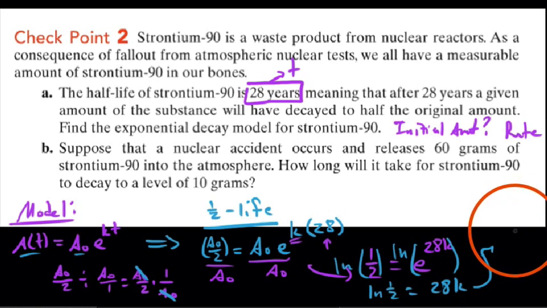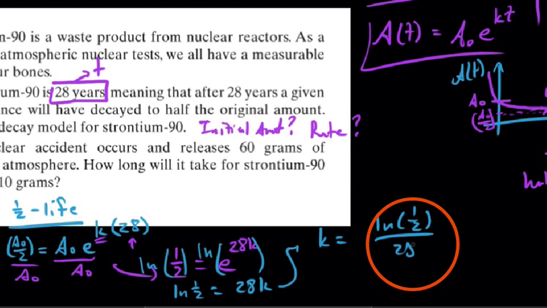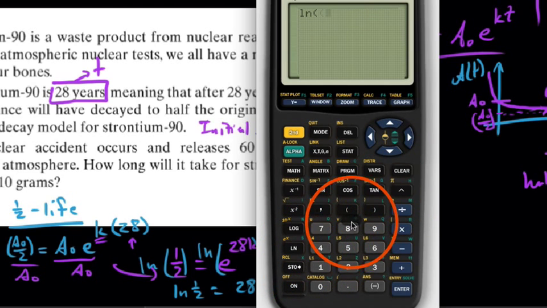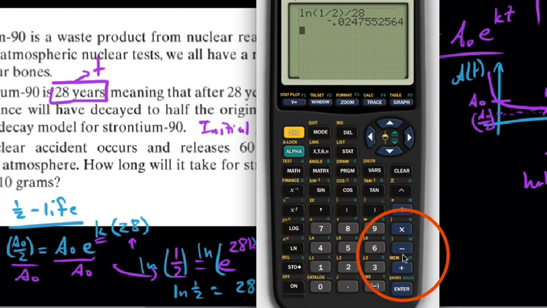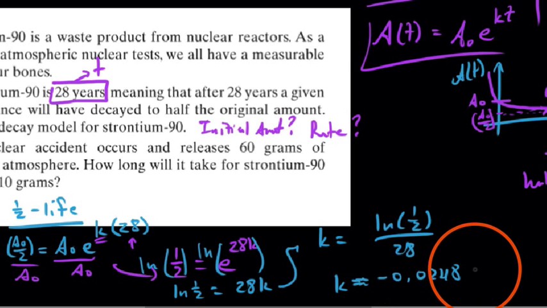And so if we were to say then k equals the ln of a half all over 28, then we would get an approximate decimal value. Let's go ahead and work in a decimal value here. We would say that the ln of 1 divided by 2, and we're going to divide this by 28. And so we get negative 0.0248, approximately.